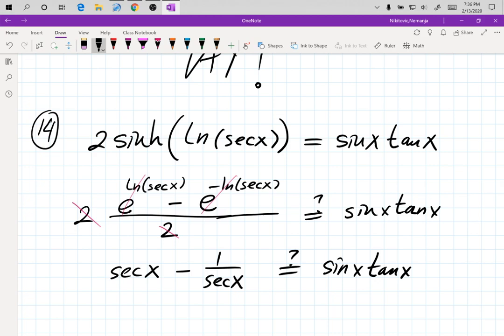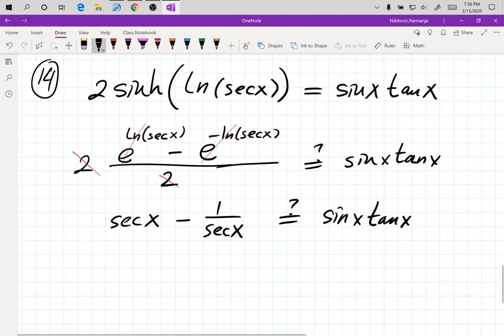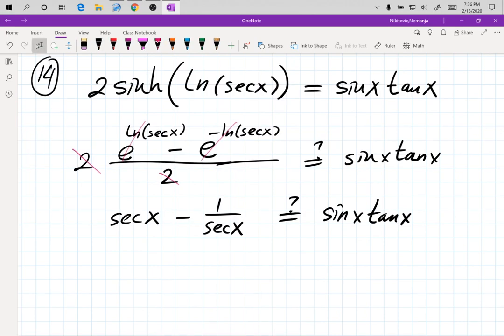So ln and e cancel, secant is there, minus ln cancels. So this minus, we did this last class, I did write the formula down again, the power rule, where the negative 1 goes as the exponent of secant and makes secant 1 over secant, right? And what's 1 over secant? Cosine. Very good. So secant x minus cosine x.